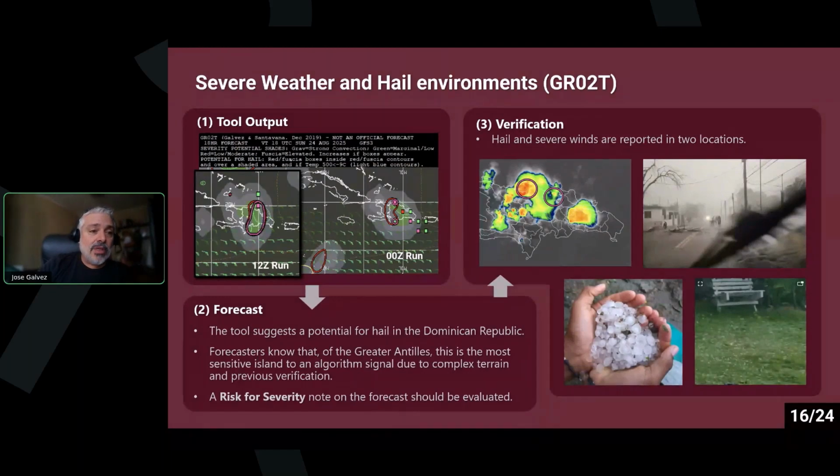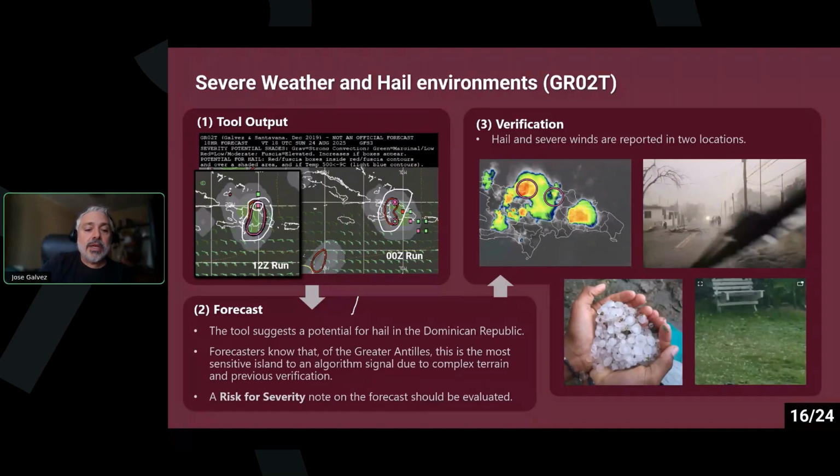And this is an example of the tool output. You can see these red and pink contours over the Dominican Republic, and a little pink box, and also in the 00 run you have the same thing, so the same signal is repeating. If you see that, the forecaster would say, oh, I need to consider the potential for severe weather. I do need to analyze other factors, right? I need to see what time of the year it is, knowing if this happens here. Well, it does happen in the Dominican Republic, so if you see it there, it gives you confidence that it could happen.